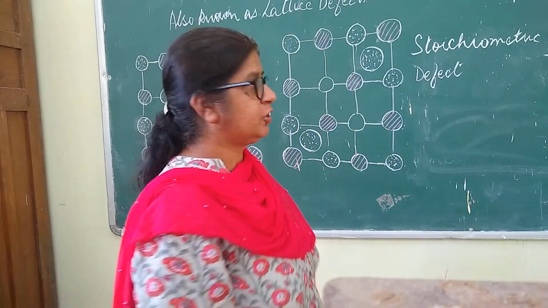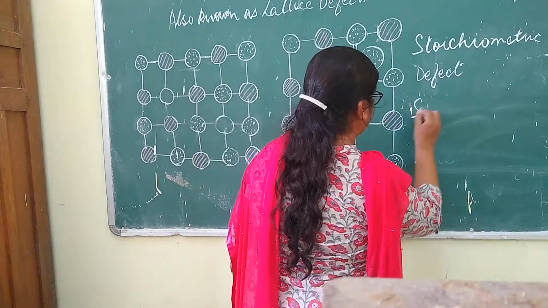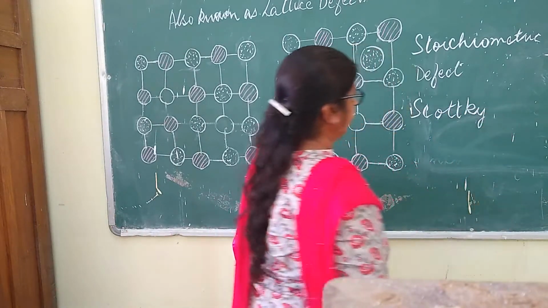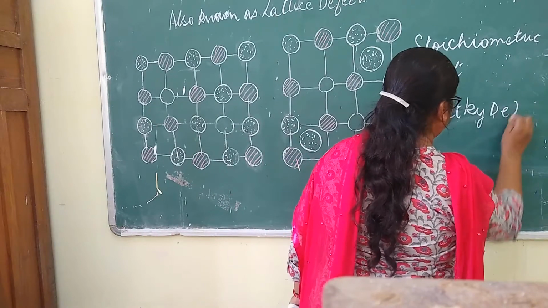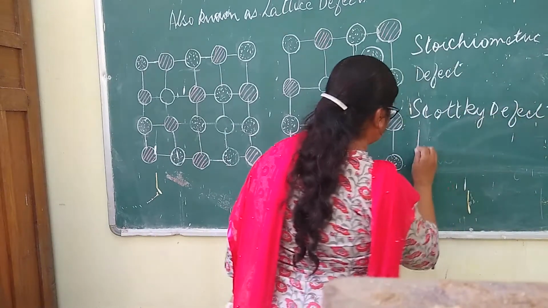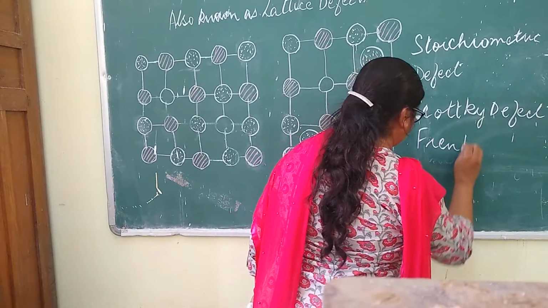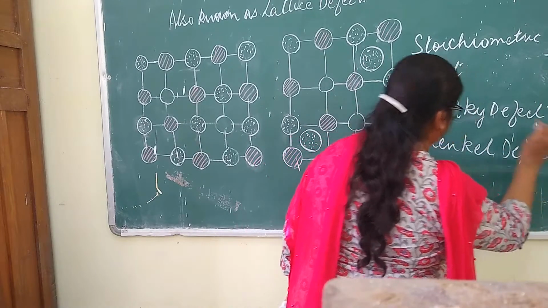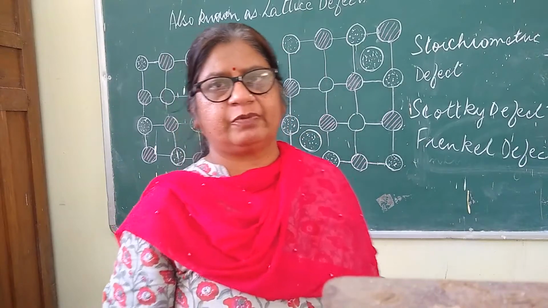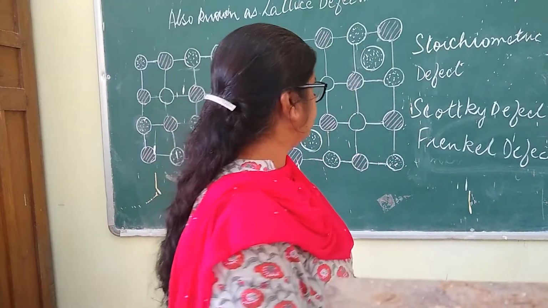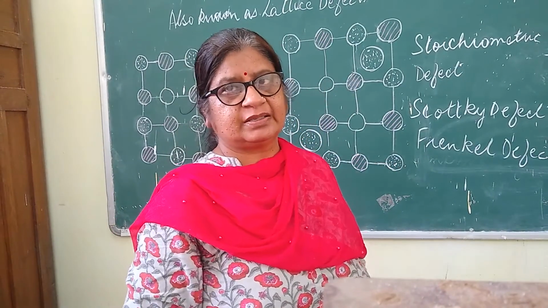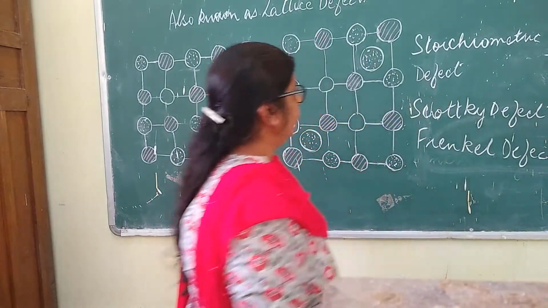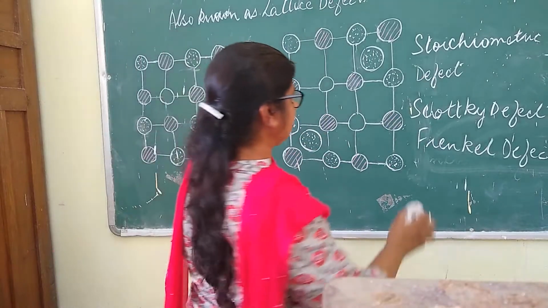These are of two types. One is Schottky defect and second is Frenkel defect. These are the two types: the Schottky defect and the Frenkel defect. Now, first one, the Schottky defect.